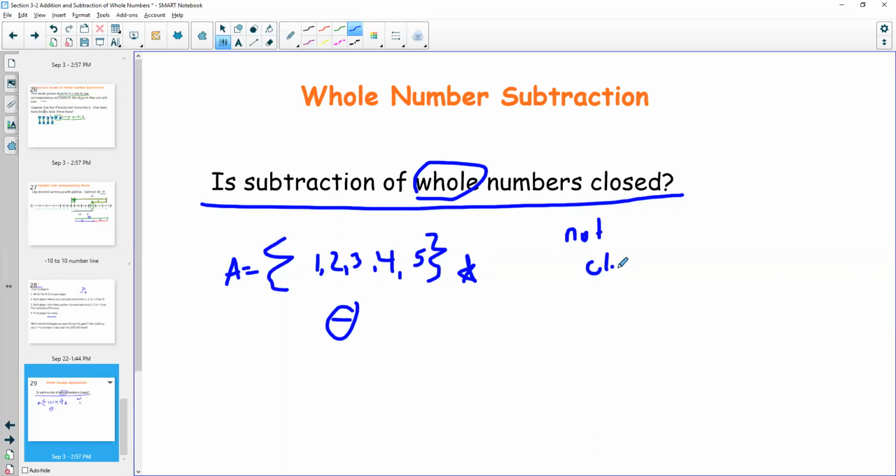Just as an operation, it just doesn't work that way because subtraction is not commutative. We can't go in both directions when we subtract and get the same answer. 4 minus 5 is not the same answer as 5 minus 4.